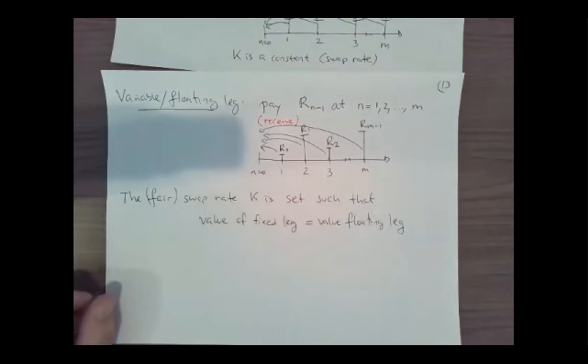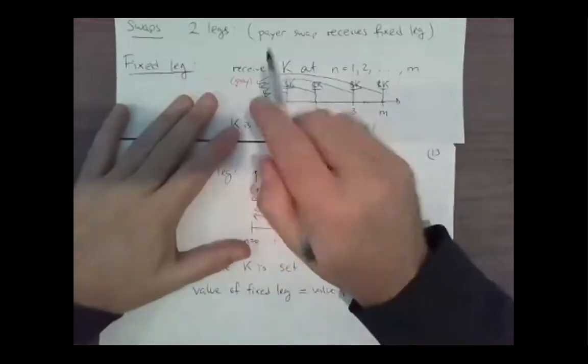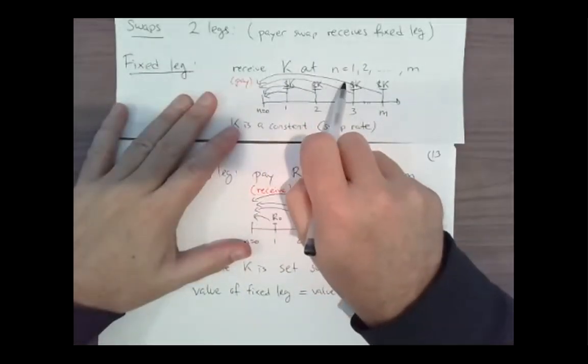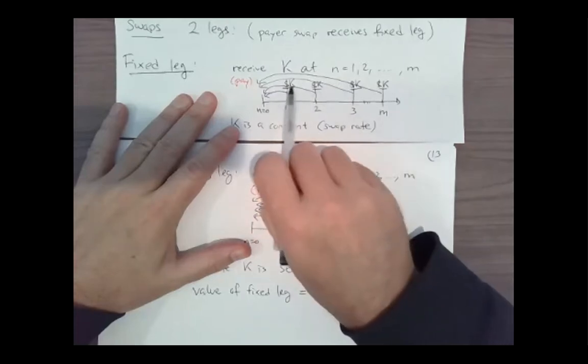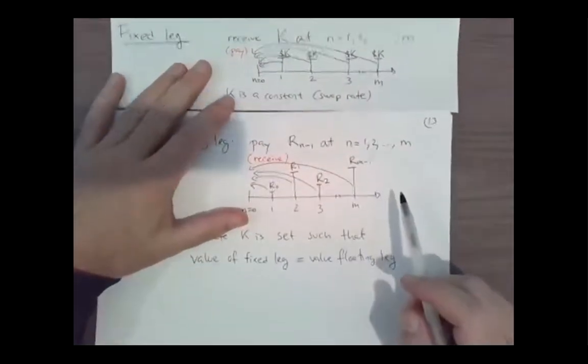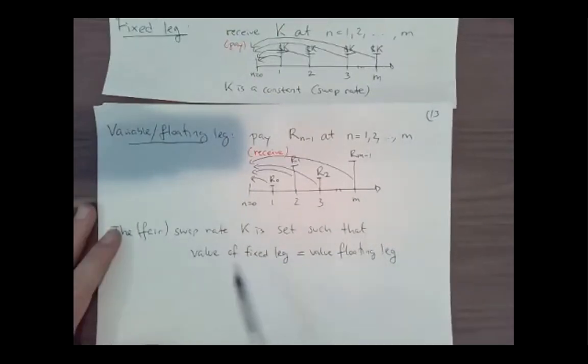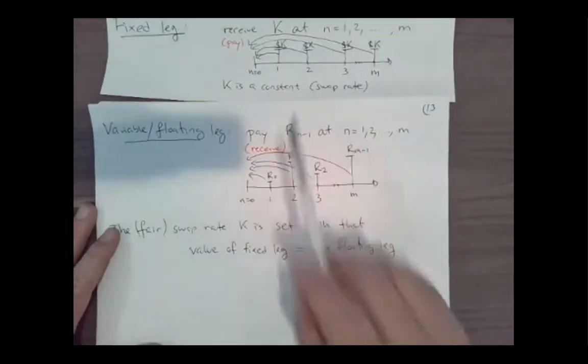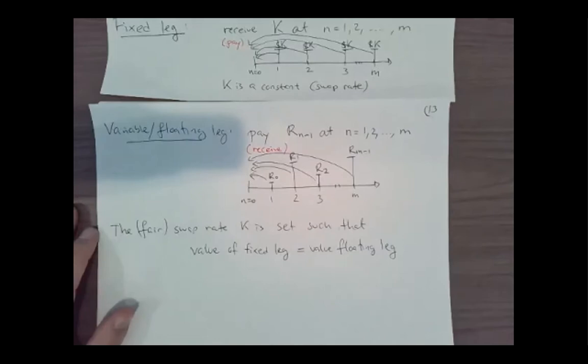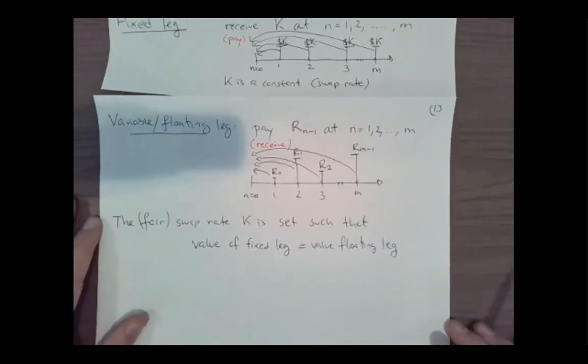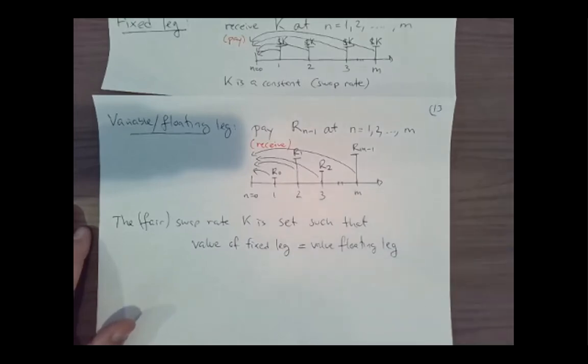So this constant here, that fixed payment that you get over here in the fixed leg, that constant is set such that the value of the two legs match up. So that's an interest rate swap.